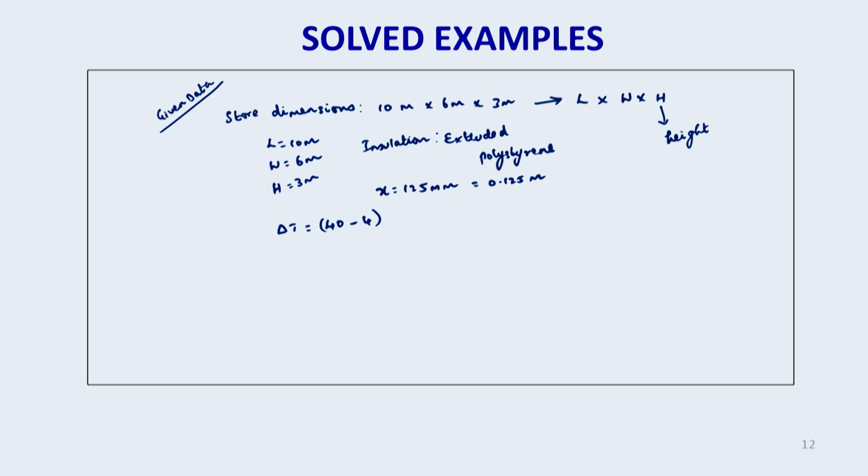So let us use the formula which is applicable for the heat load due to transmission, that is the transmission heat load. Q suffix T is the transmission heat load, that is equal to U into A into delta T. U is equal to K by X, into A into delta T. Now, the K value is not given, which will be taken from the table.